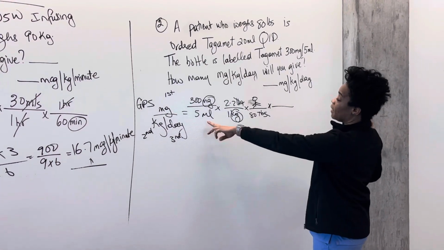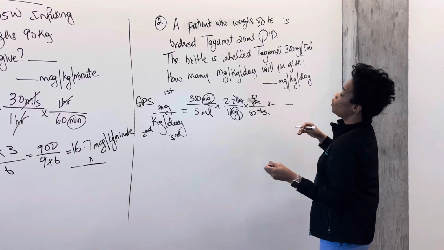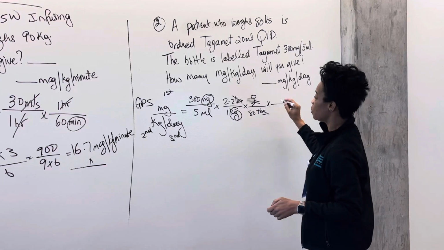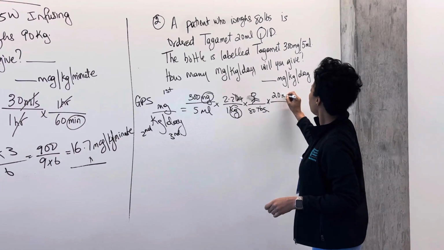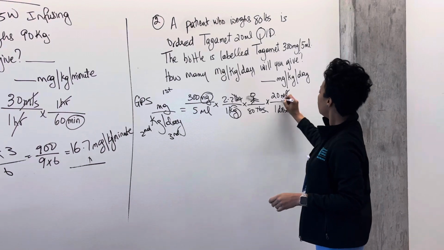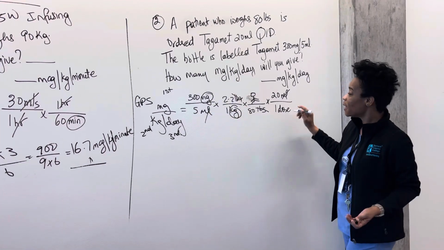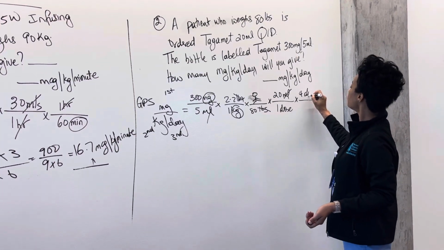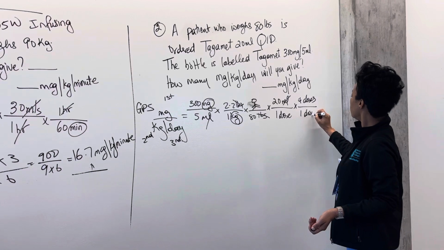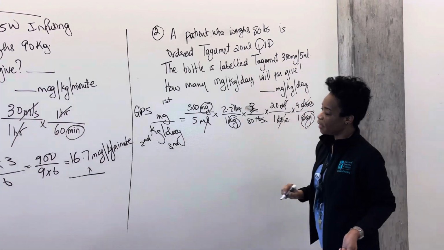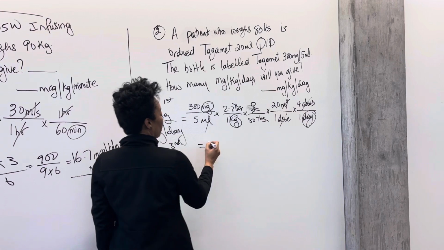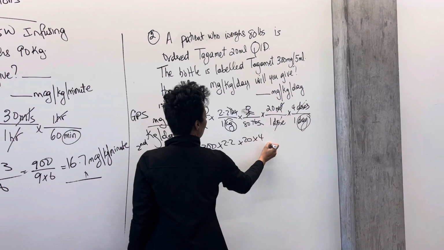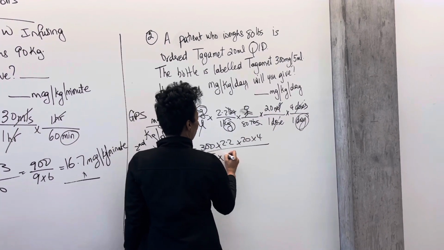Now I need day. So I have mLs, I need to get rid of mLs, and I also need day. So 20 ml, that's the order, and it's 1 dose. So 20 ml, 1 dose, mLs cancel, but I still need day. So now I'm gonna look to how many doses, QID, that's 4 doses in 1 day, dose dies. So again, I'm gonna write out what I have, 300 times 2.2 times 20 times 4 divided by 5 times 80.